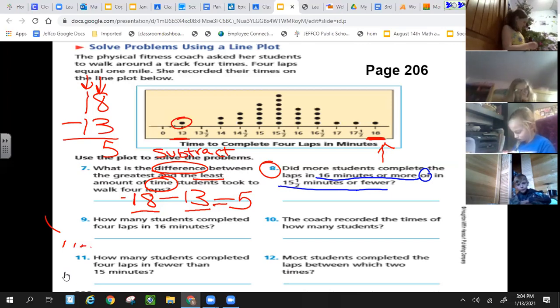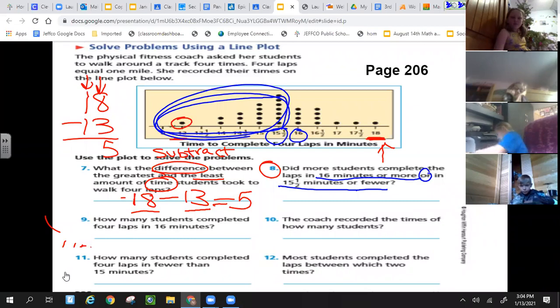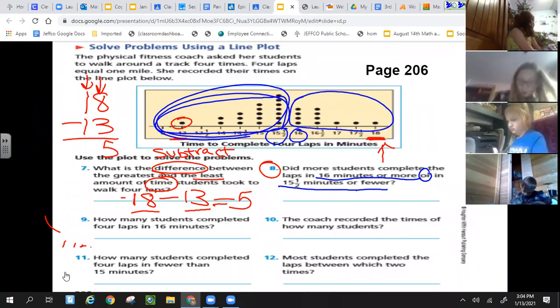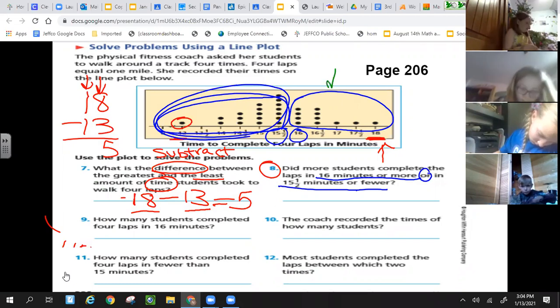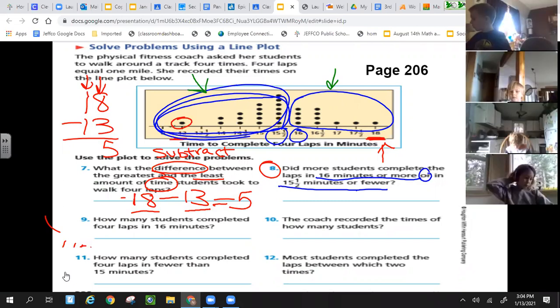We have to look at our line plot, look at your 16 minutes, look at your 15 and a half minutes. Remember, 15 and a half minutes or fewer is all of these people. 16 minutes or more are all of these people. So go ahead and circle those. Tell me which one is more. Does this time have more people, or does this time have more people?